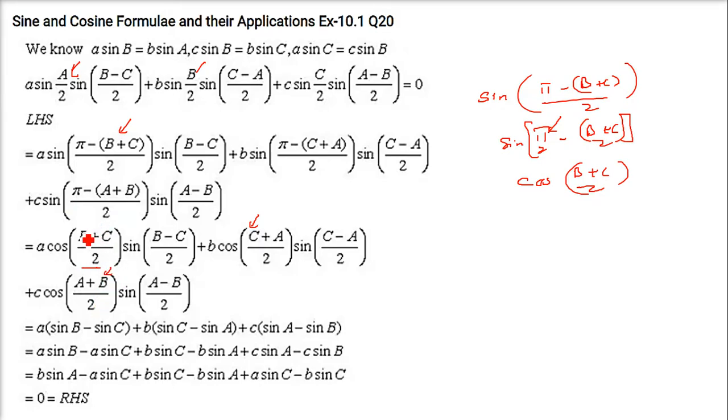Okay. Now if you see here, this is cos (b plus c) by 2 and sine (b minus c) by 2. This is the formula, and you can just put a 2 here, multiply 2, divide by 2. So you get 2 cos (b plus c) by 2 sine (b minus c) by 2, and this is equivalent to sine (b minus c). Similarly, you have a 2 here.